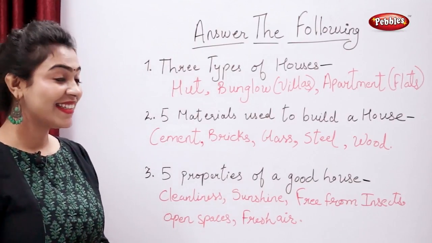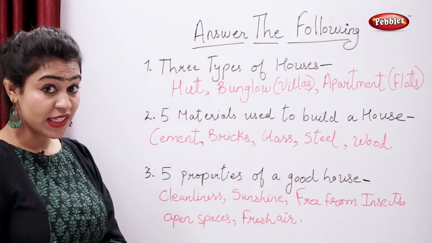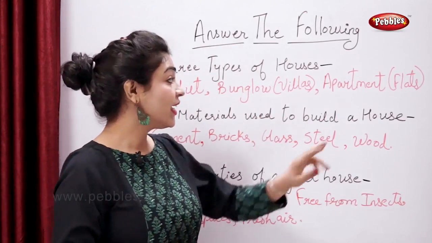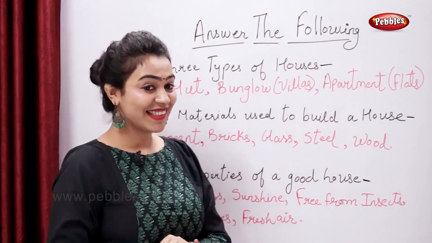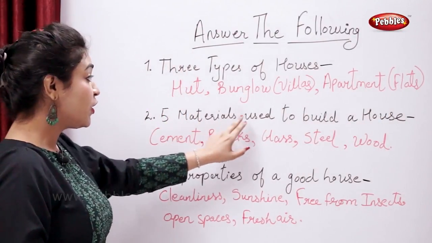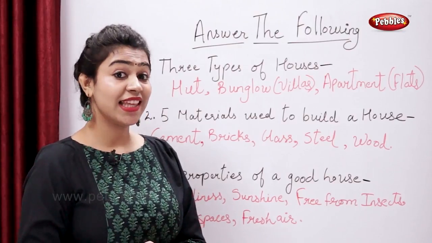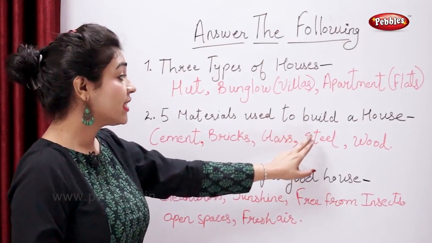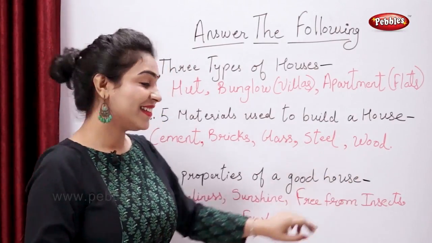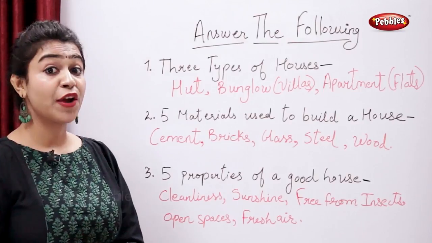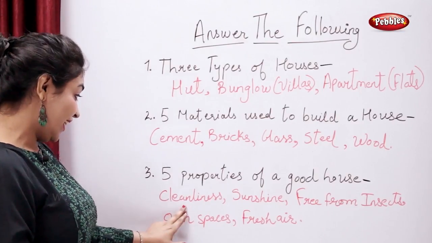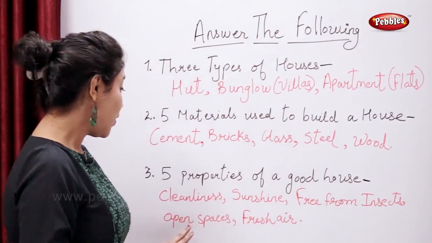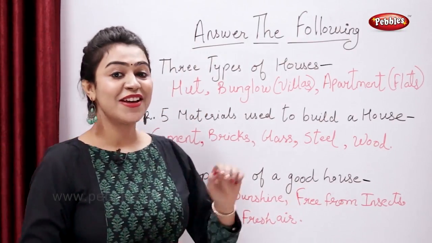So let's summarize. Three types of houses. They are hut, bungalows or villas, apartment or flats. Five materials used to build a house. They are cement, bricks, glass, steel and wood. Five properties of a good house. Cleanliness, sunshine, free from insects, open spaces, and fresh air.